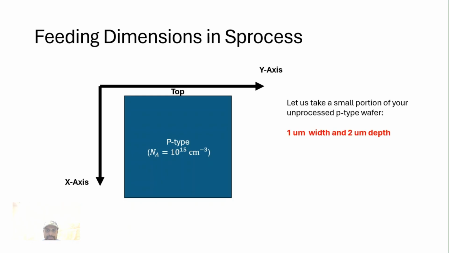Now, I told you before, you're going to take a small portion. So I'm going to take 1 micron width, 2 micron depth. The actual depth is 500 microns, but I'm going to take a very small portion for the current processing. So 2 micron depth, 1 micron width. Now to define that, you just have to define the points.